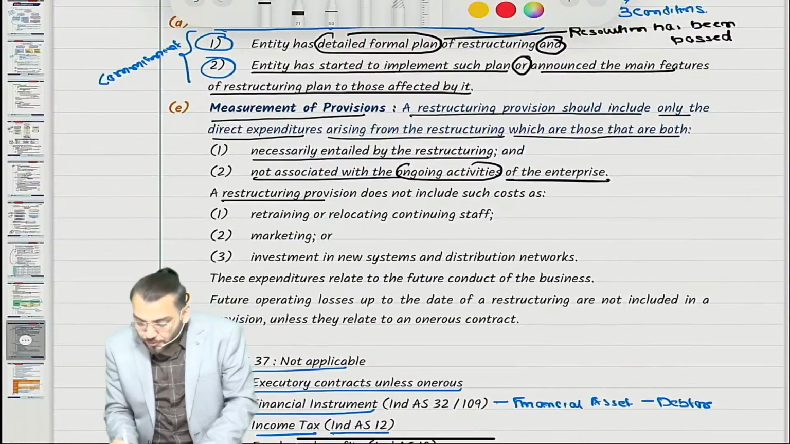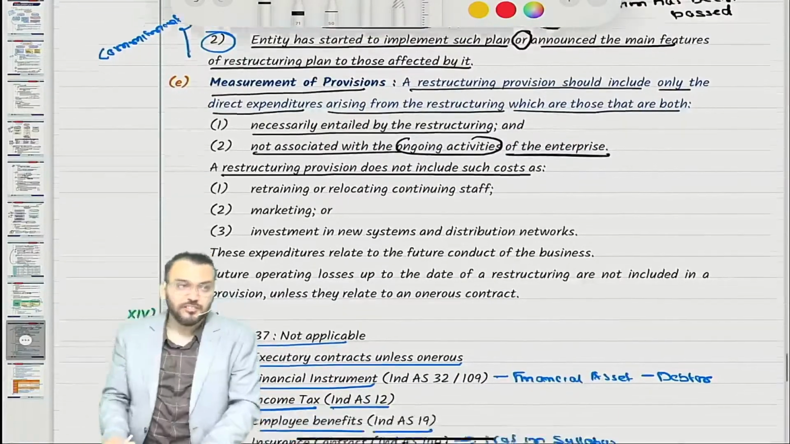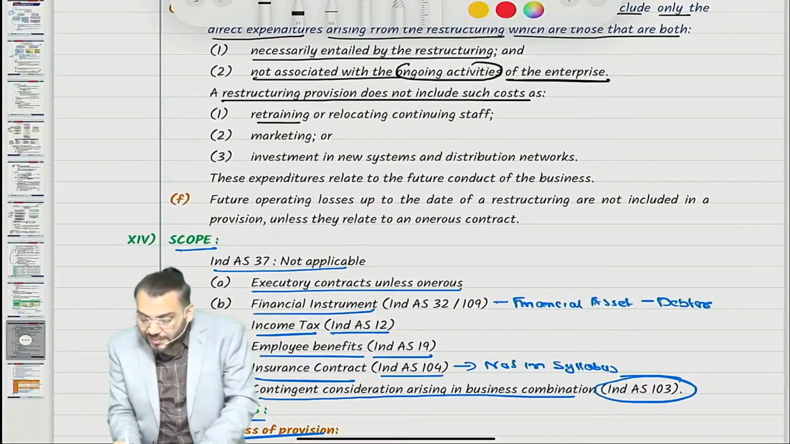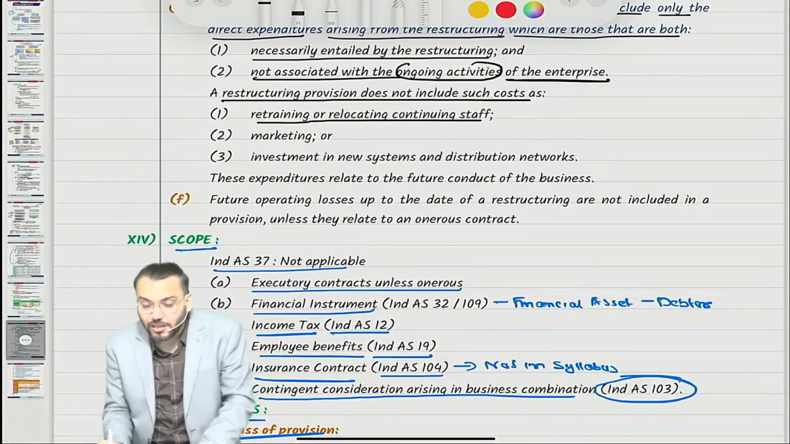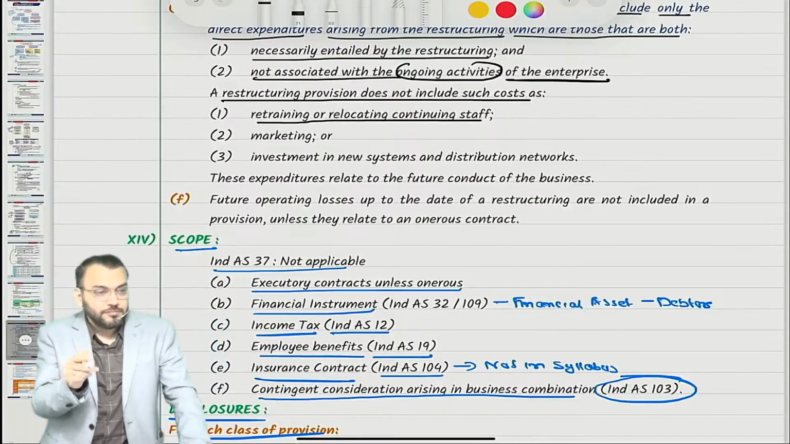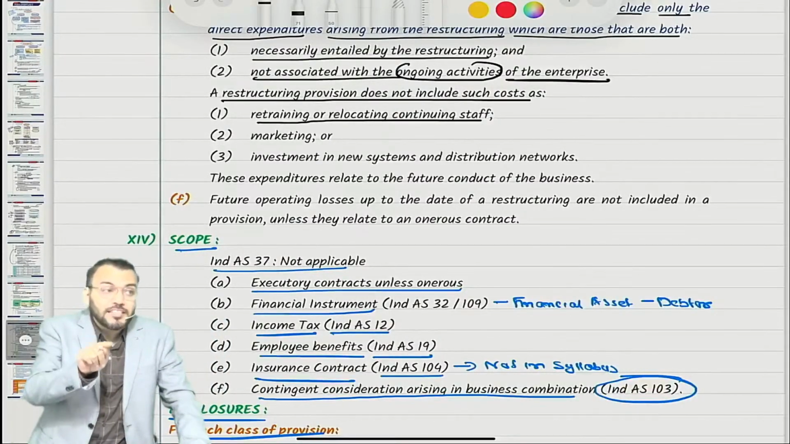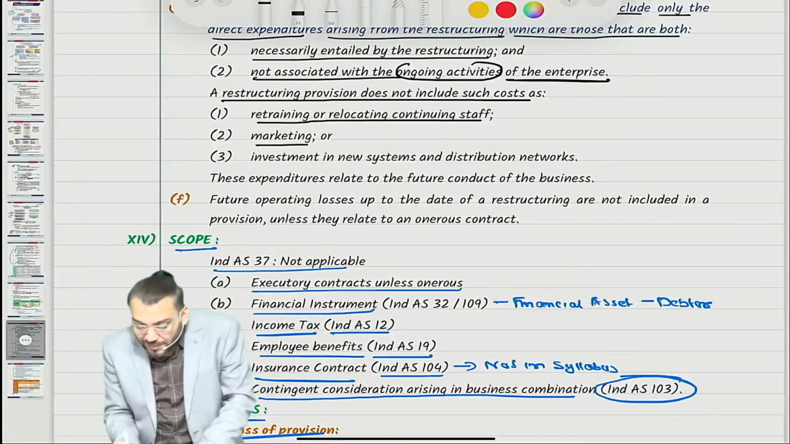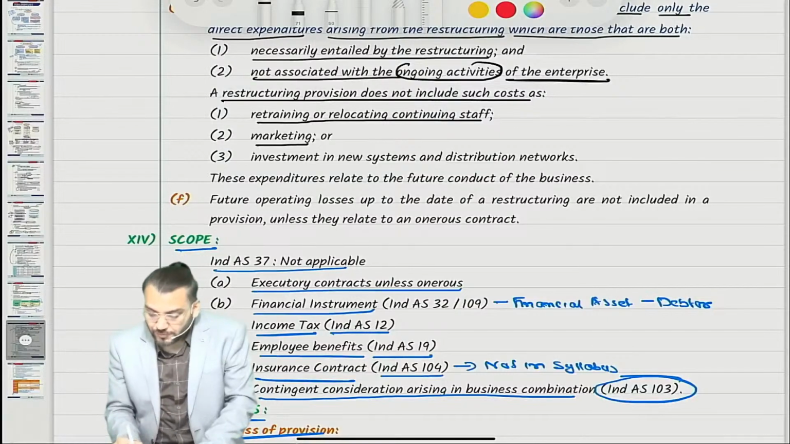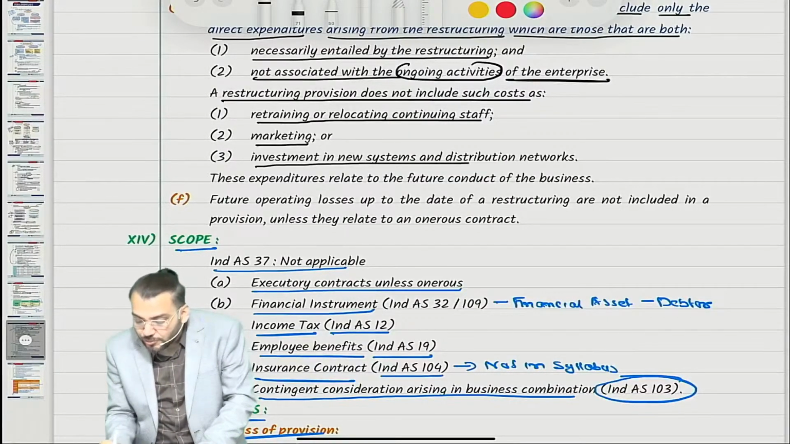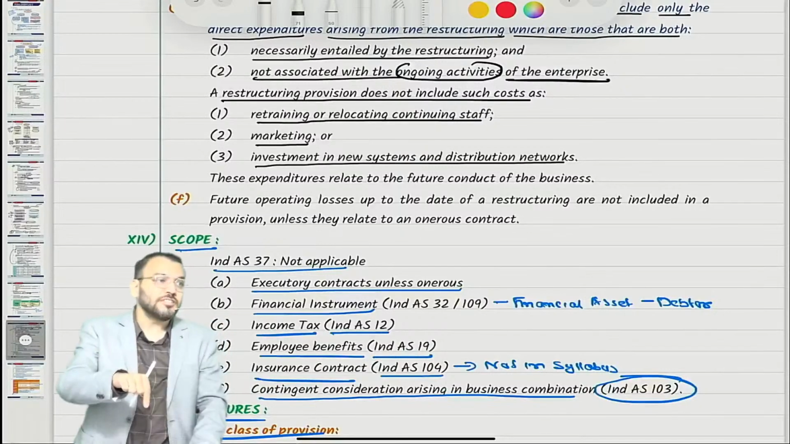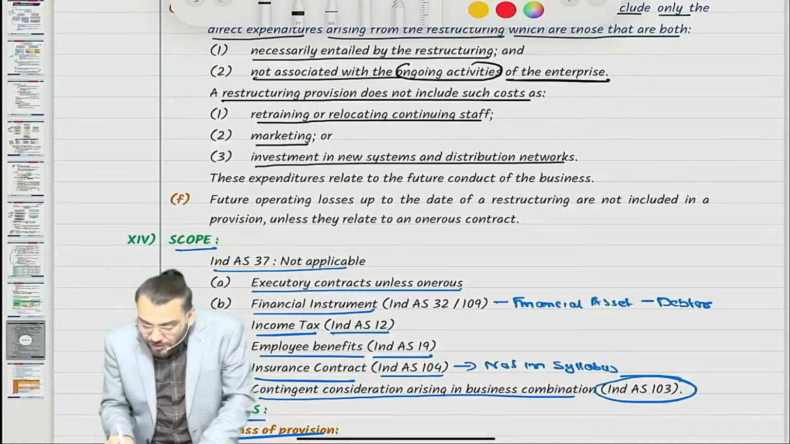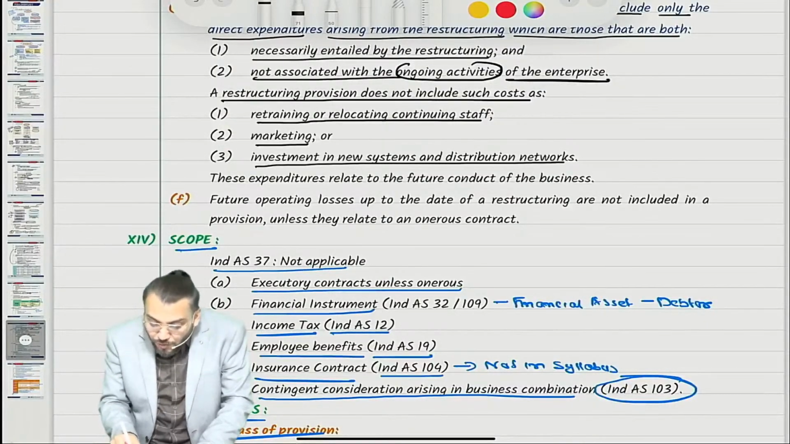A restructuring provision does not include certain costs. The provision amount should not include the following. We should not include any retraining or relocating of continuing staff; any retraining expenditure or relocating expenses of the staff should not be taken into consideration. Marketing expenses should not be taken into consideration. Investment in new systems and distribution networks should also not be taken into consideration.